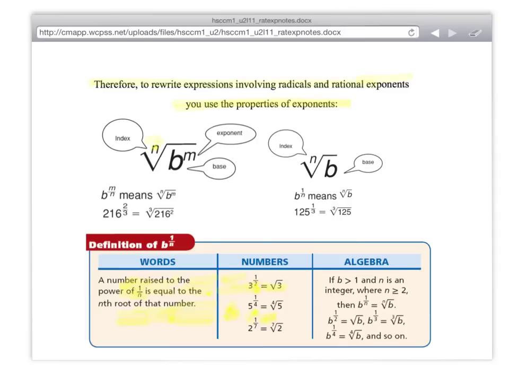This number is known as the index. We have our radical sign. We know that the little number is the exponent. The big number under the radical sign, the radicand, is known as the base. Of course, that means b raised to m over n means b raised to the m power, under the nth root.